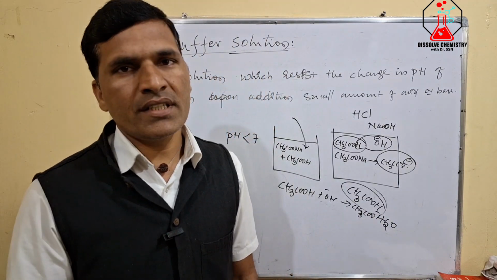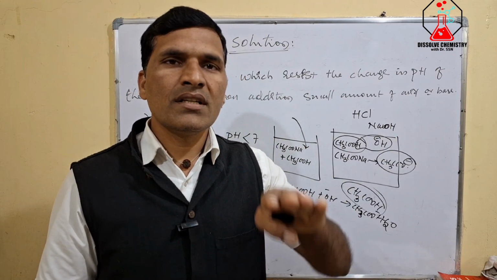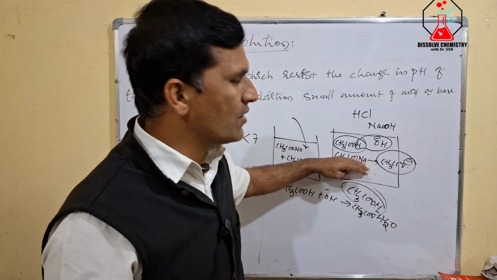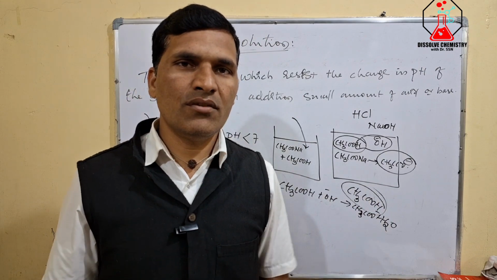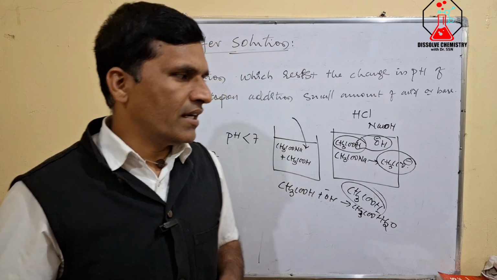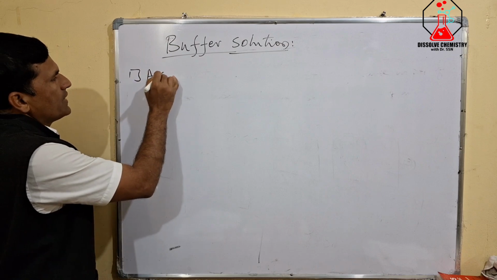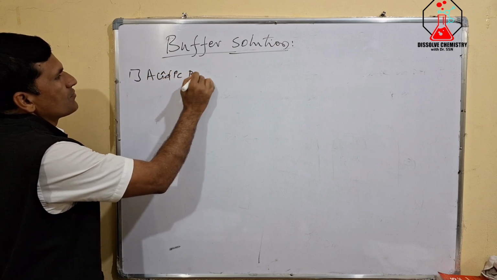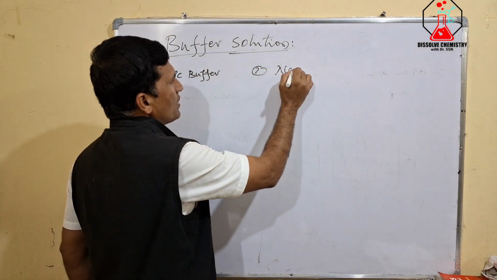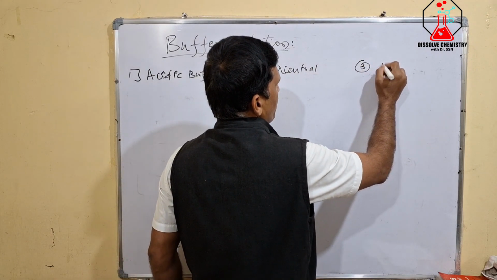So whether you add acid or base, it is resisting the change in the pH of the solution, and such solutions we call buffer solutions. There are 3 different types of buffer solutions we have, and we will see all 3 types. One we call acidic buffer, the second one is called neutral buffer, and the third one we call basic buffer.